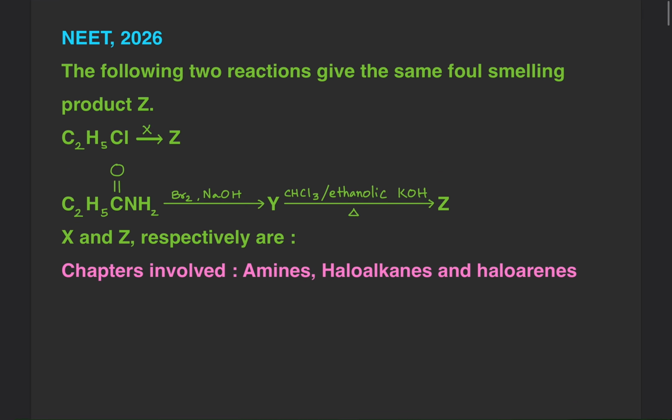Okay. So let's say C2H5Cl in the presence of X giving Z is the first sequence, and C2H5 C double bond O NH2 in the presence of Br2 and NaOH giving us Y, which in the presence of chloroform and ethanolic KOH and heat giving us Z is the second sequence. Okay, so let's look at sequence 2 first.